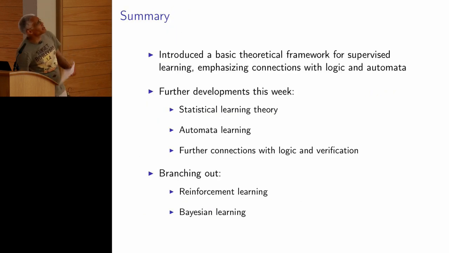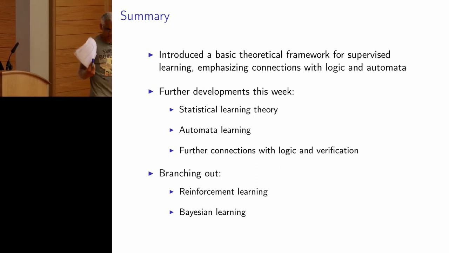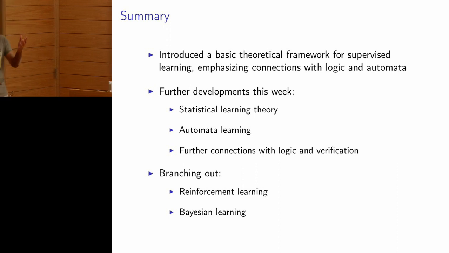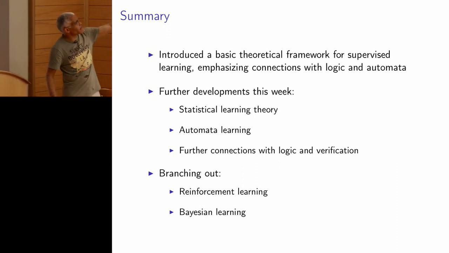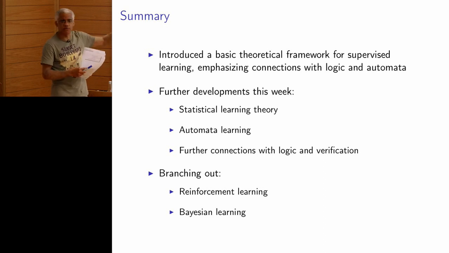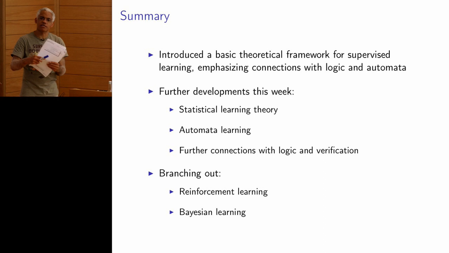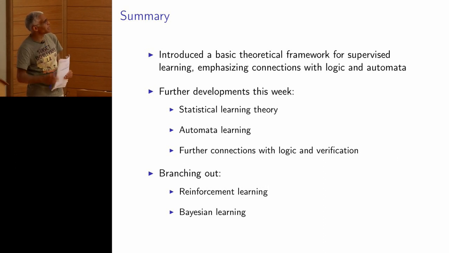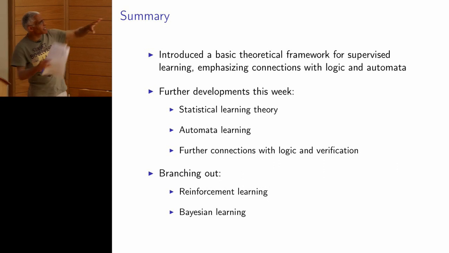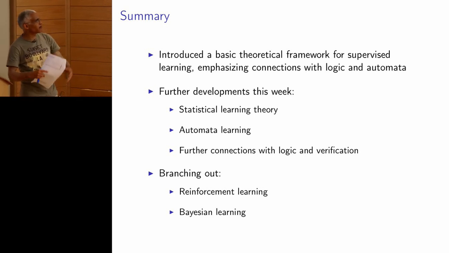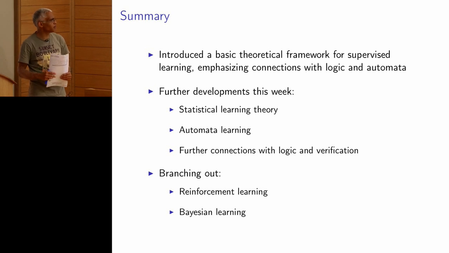Summary. We've introduced some basic theoretical framework for supervised learning, this PAC learning model. We've emphasized connections with logic. I haven't spoken about automata because I just ran out of time. In any case, Borgia will be here and we'll be talking about weighted automata. So, further developments this week: Varun will come and talk about statistical learning theory, I hope, which will touch on things that I've talked about here, notions of complexity of concept classes that go beyond the two-valued case, things like Rademacher complexity. Borgia will talk about automata learning. There will be further connections with logic and verification, so verification of learning algorithms and using learning algorithms in verification. And branching out, there'll be talks about reinforcement learning and Bayesian learning.